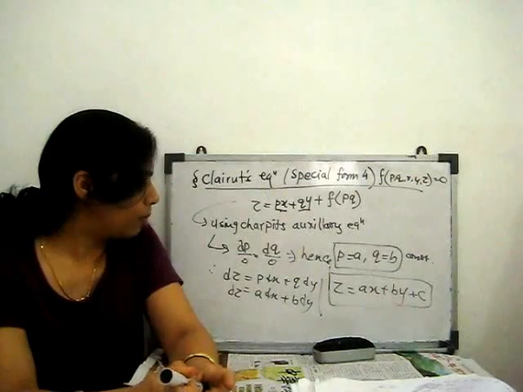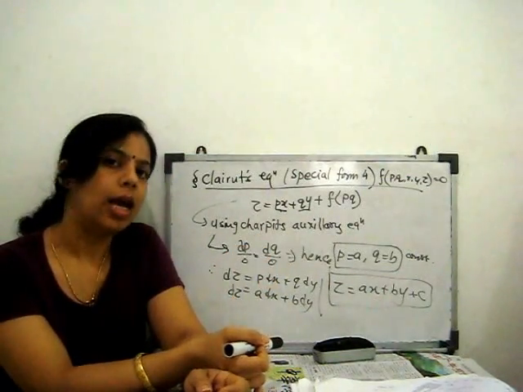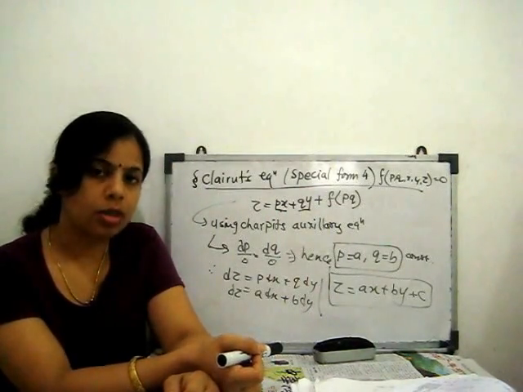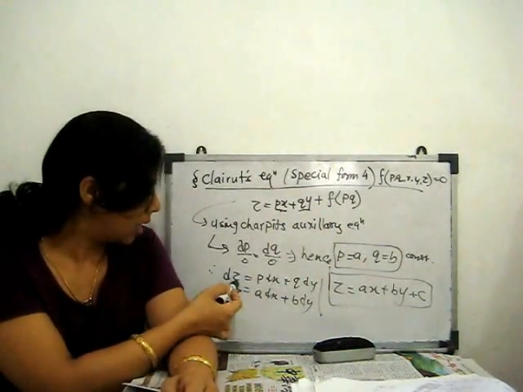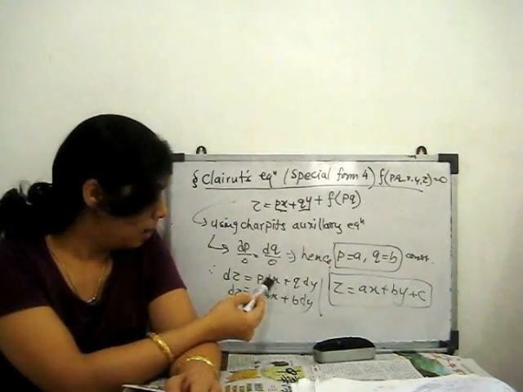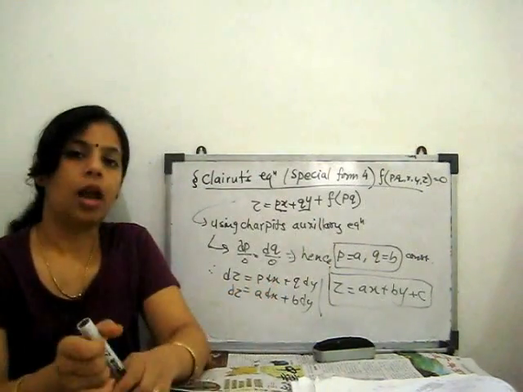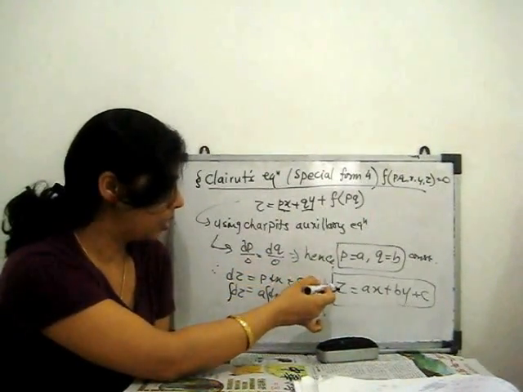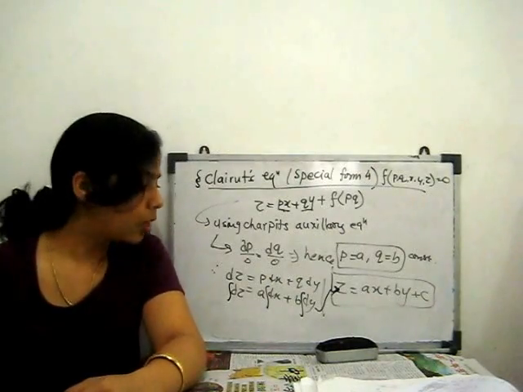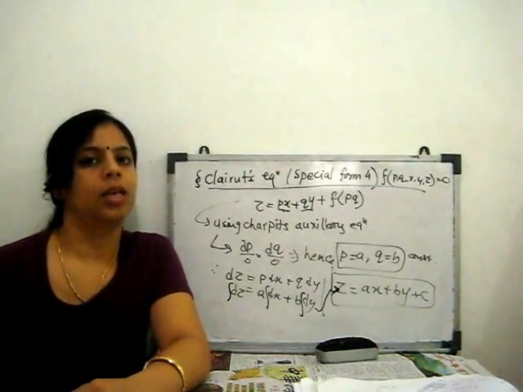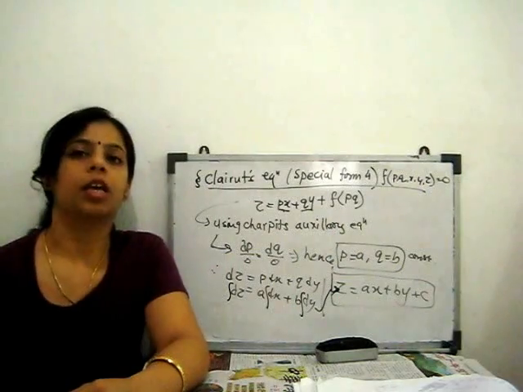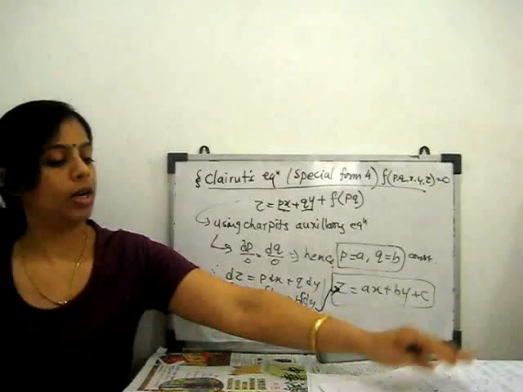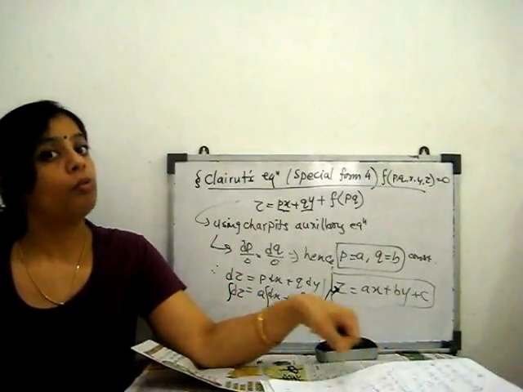From dp/0 and dq/0, p is equal to a and q is equal to b, two constants. So if they are constants, we substitute in our final equation dz equal to p dx plus q dy. P is a, q is b. Now integrate it. When we integrate it, we will get the result z equal to ax plus by plus c. That is the result of our given question. So we can directly use dp/0 and dq/0 if we have Clairaut's form.